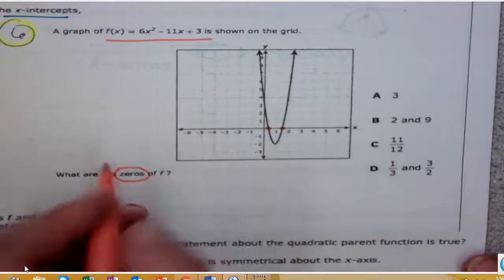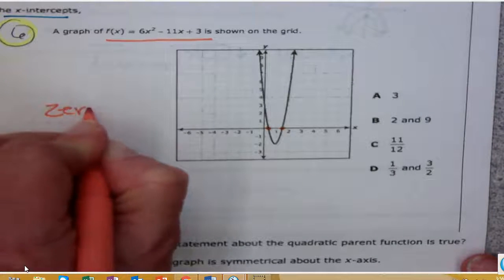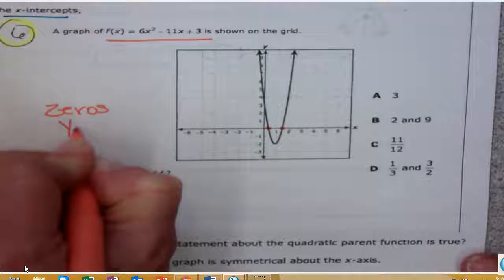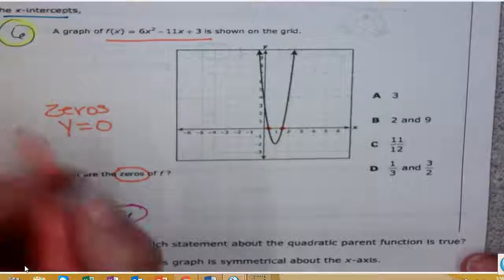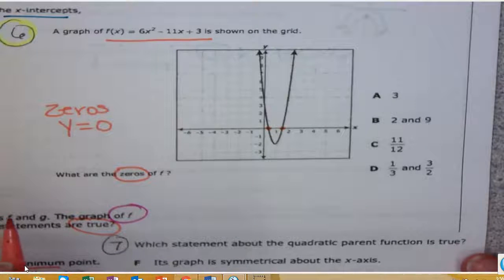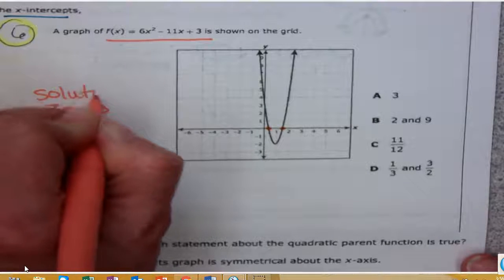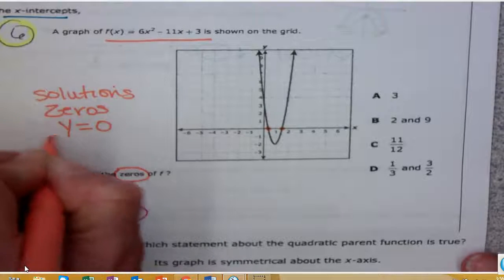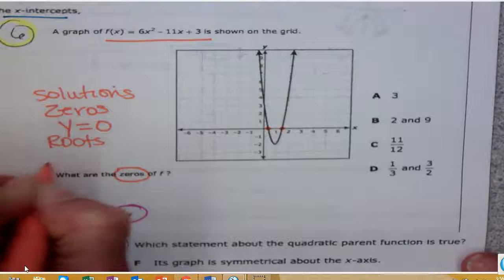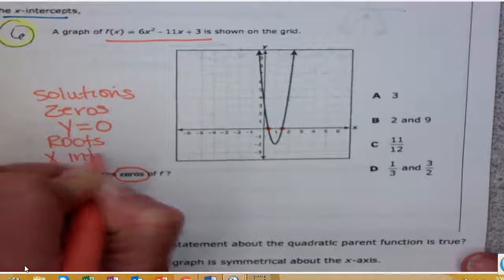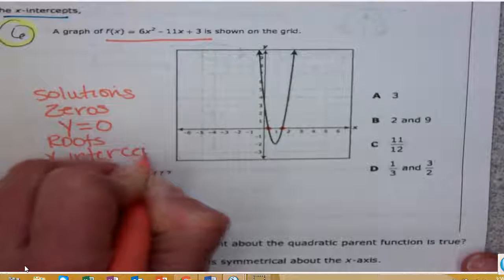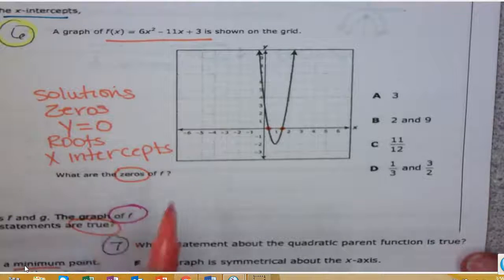No. Because we know that zeros are when y equals 0. That's how it gets its name. When y equals 0, those are our zeros. It's also our solutions, our roots, and our x-intercepts. These all mean the same thing.